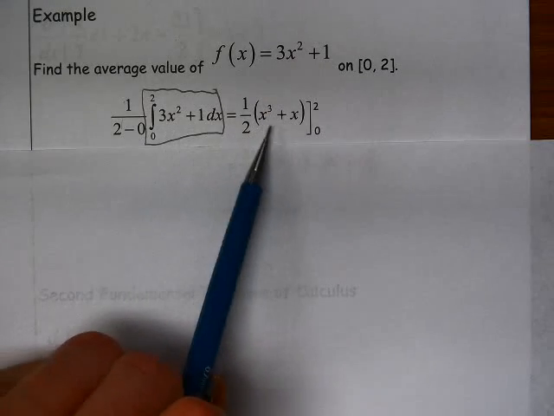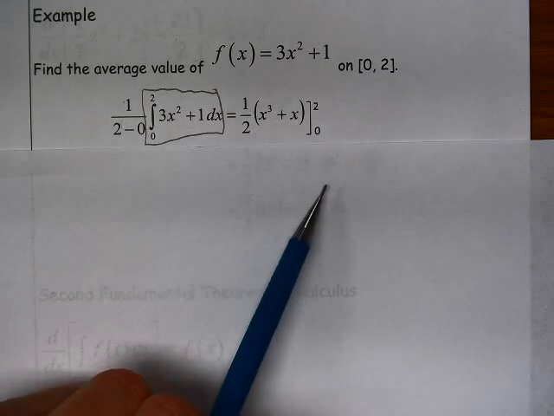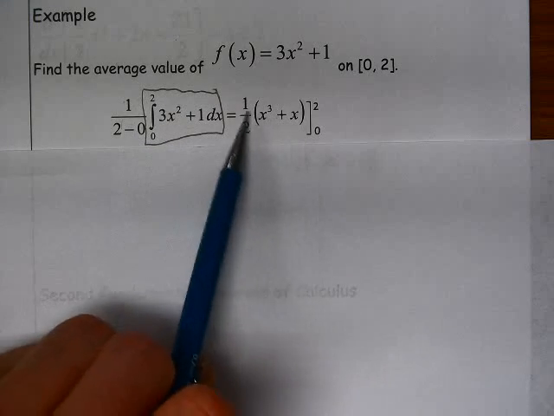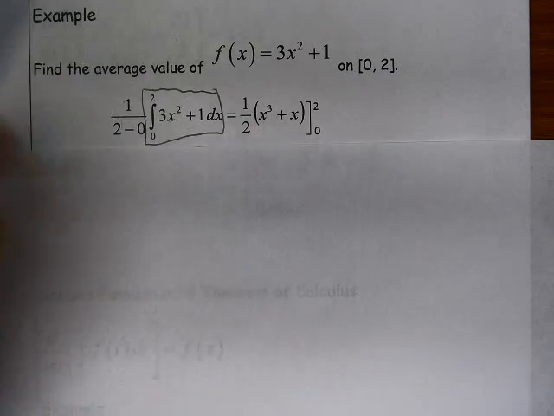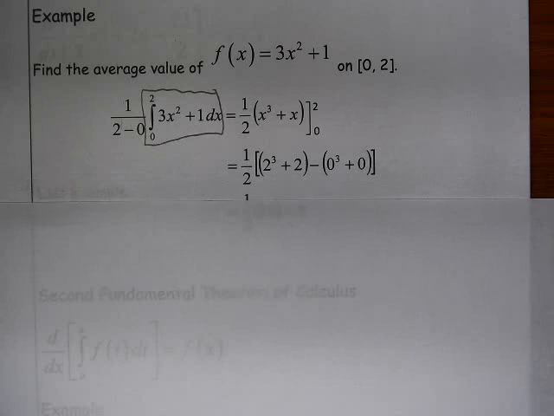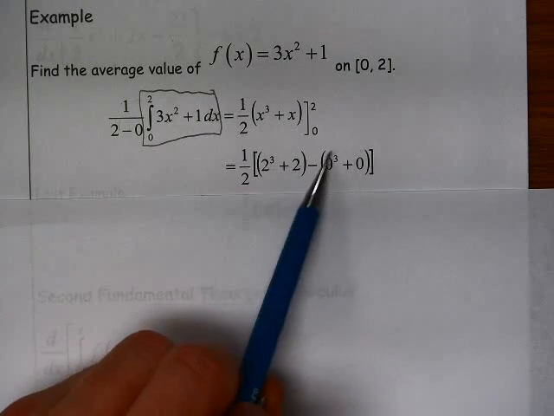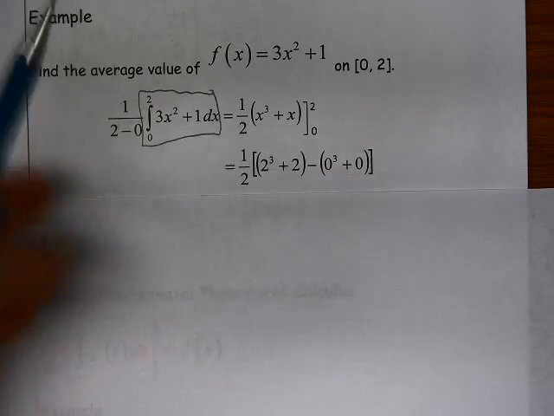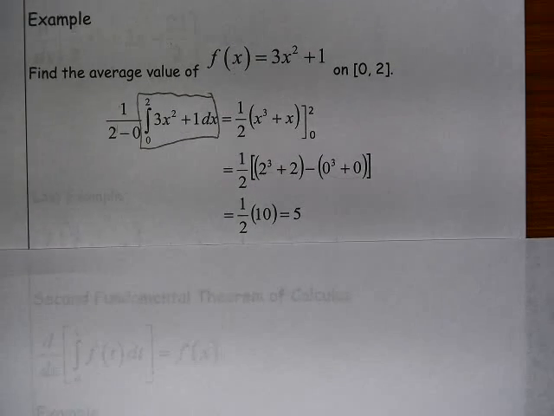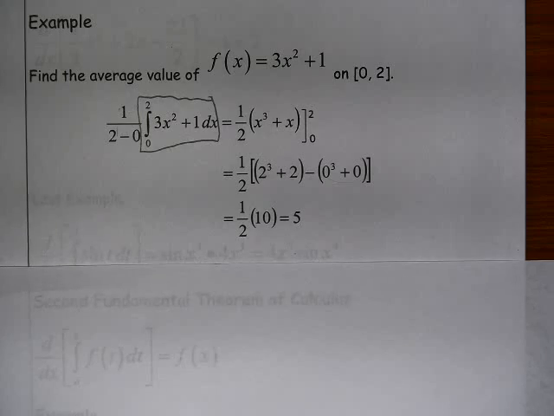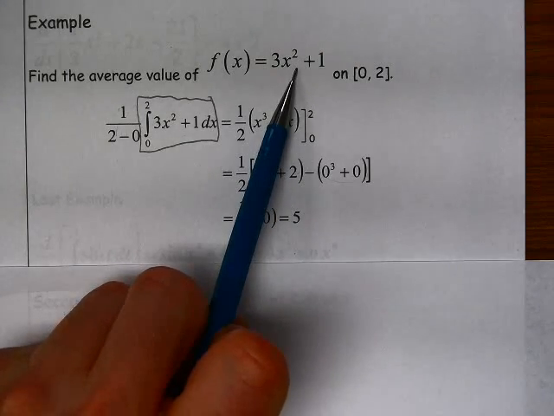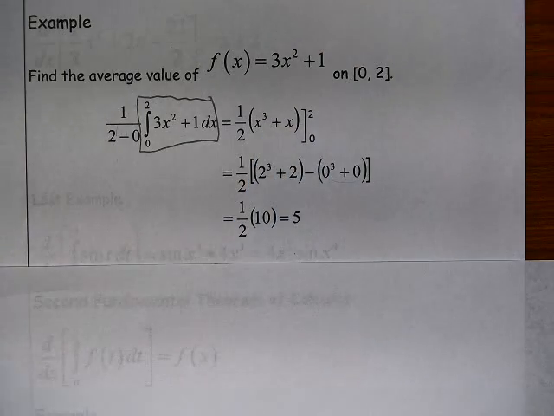So we find the antiderivative here, x cubed plus x. This is 1/2. And we're going to evaluate this from 0 to 2. So x cubed plus x evaluated at 2, minus x cubed plus x evaluated at 0, times 1/2 is 5. So 5 is the average value of this function on the interval from 0 to 2.